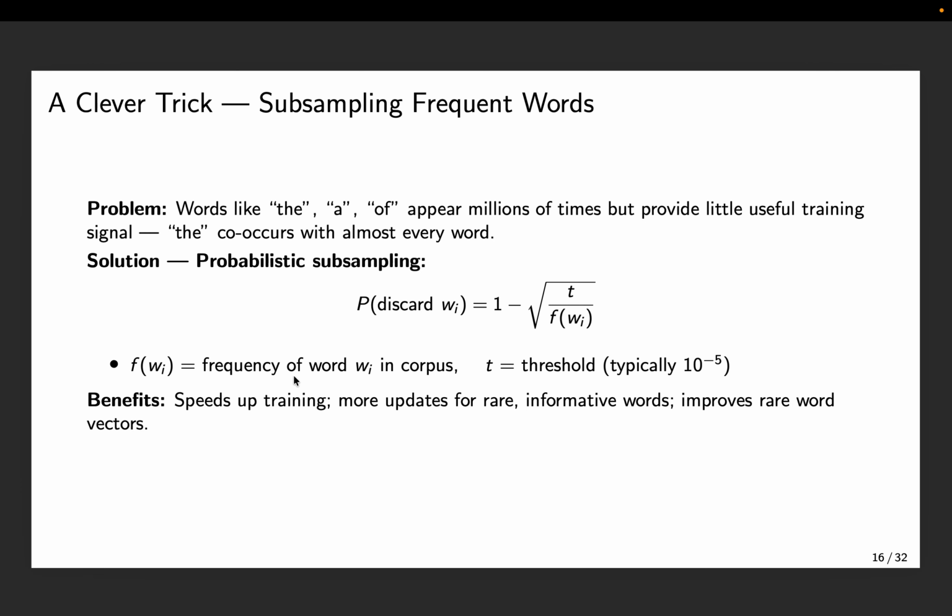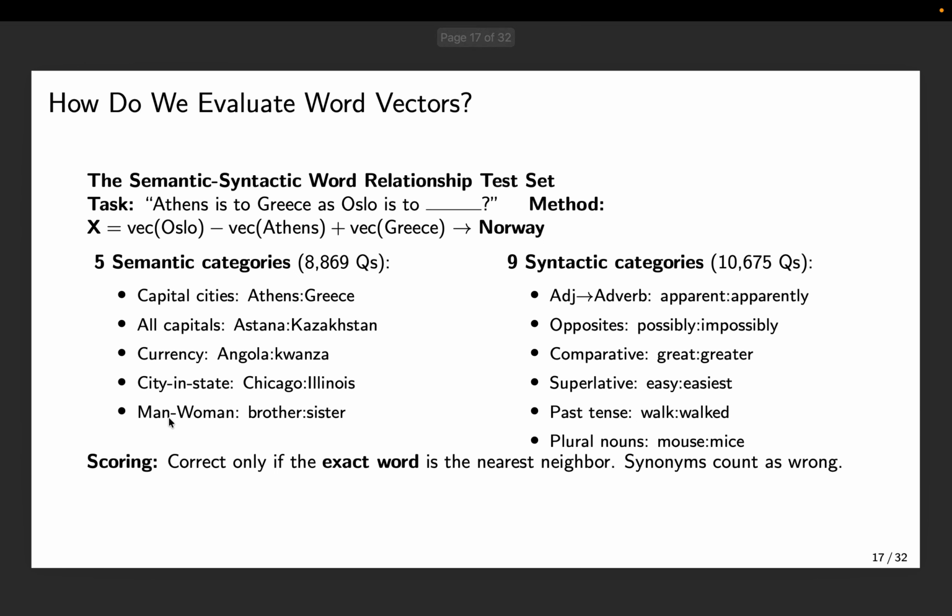So the benefit is that, first, it speeds up the training because we simply process fewer words, and secondly, the model gets more updates for rare informative words. Third, it actually improves the quality of word vectors for the rare words. It's a win-win situation. Simple idea, big impact. Next we'll move on to the evaluation methodology discussed in this paper.